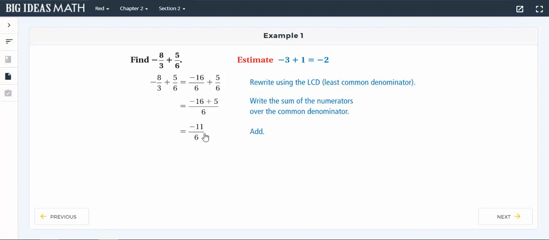So we decide how many times 6 goes into 11, which is 1 whole, and it's going to be negative because you have one of each. So -1, and then that leaves 5 left over out of 6. So your answer is -1 and 5/6 is the sum.